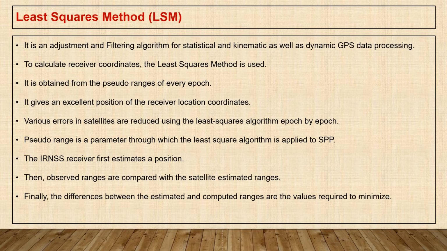The IRNSS would first estimate a position, then a certain range is decided and the observed ranges are compared with the satellite estimated ranges, and somewhere in that range lies the exact position of the receiver. Finally, the differences between the estimated and the computed values are taken, and these values need to be minimized to get the exact, precise position of the receiver.